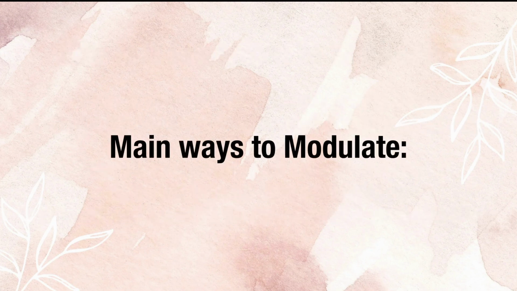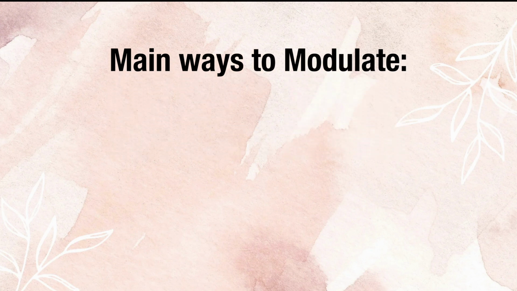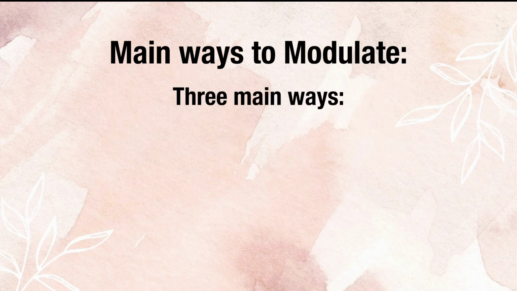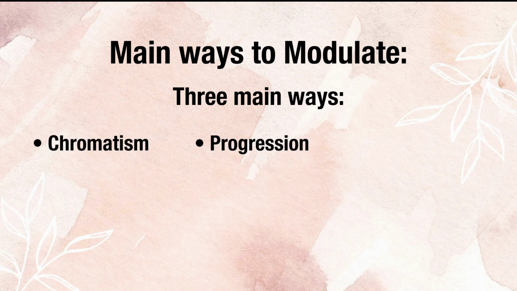What are the main ways to modulate to closely related keys? We can identify three main ways to modulate to close keys: by chromatism, by using a progression, or by using a chain of modulations. Let's take a look at some examples, some original and some historical.